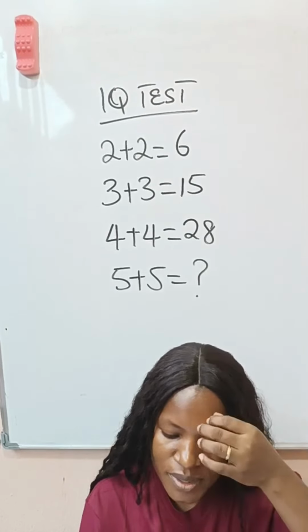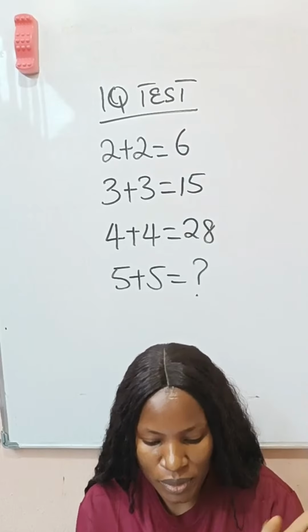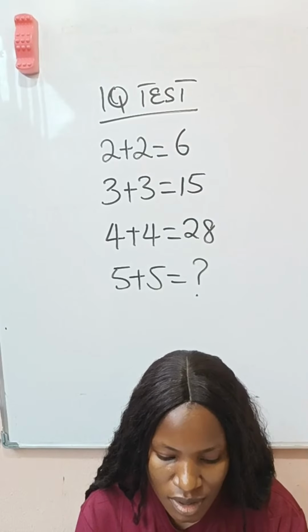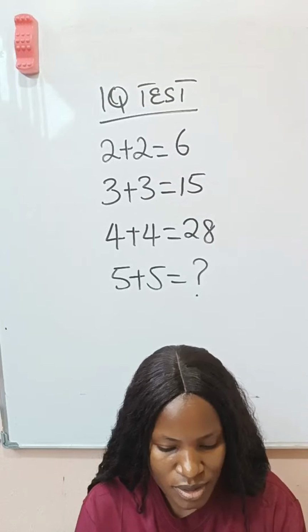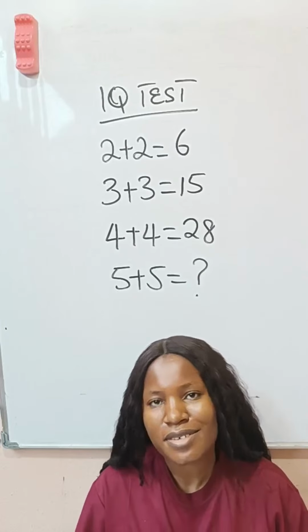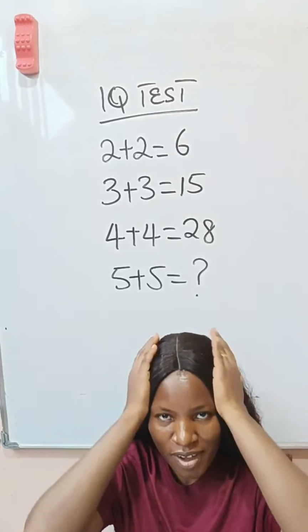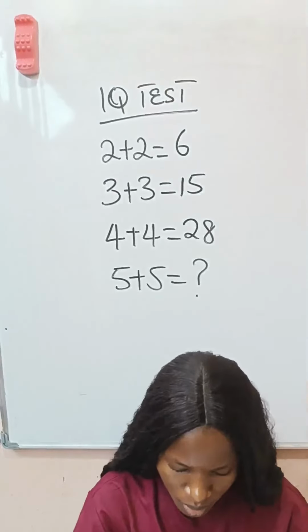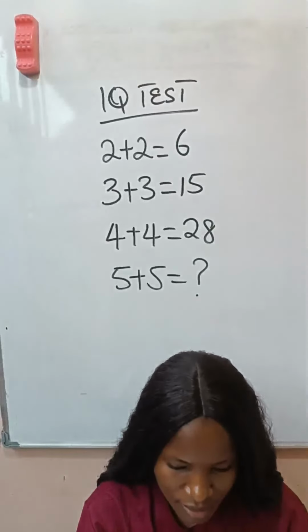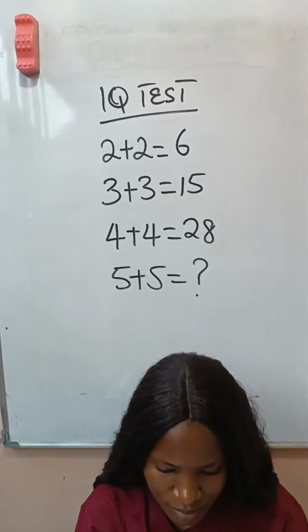If 2 plus 2 is 6, 3 plus 3 is 15, 4 plus 4 is 28. Now what is 5 plus 5? What do you think the answer should be?